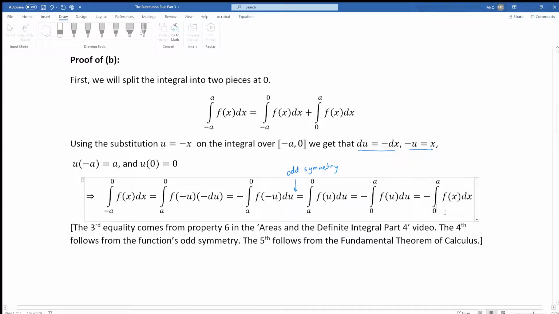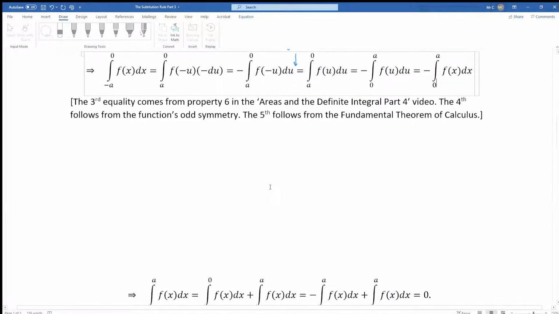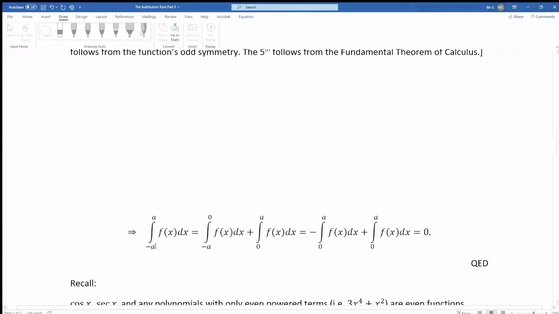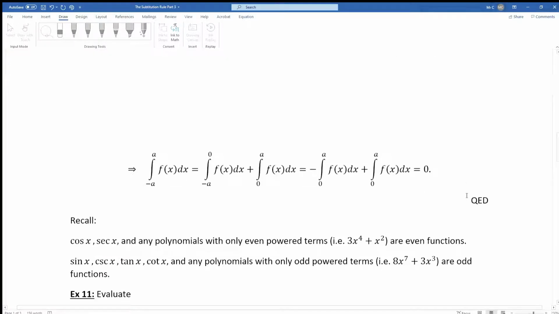So, in other words, when I take this integral here, negative a to a of f of x dx, and I split it up, I can take the left-hand part of this sum and rewrite it as negative the integral from 0 to a of f of x dx. So if I have the negative of this plus the positive of it, I just get 0. Alright, so that's the proof for the odd symmetry. I'm not going to do the proof of the even symmetry here, but it's very, very similar.